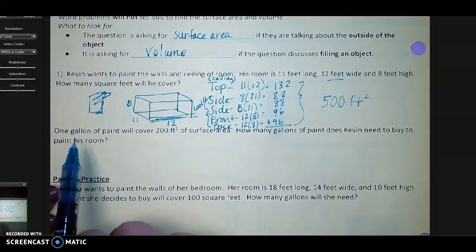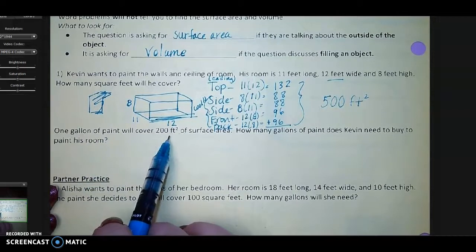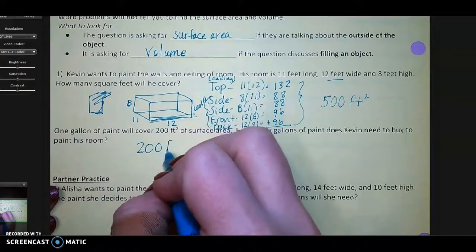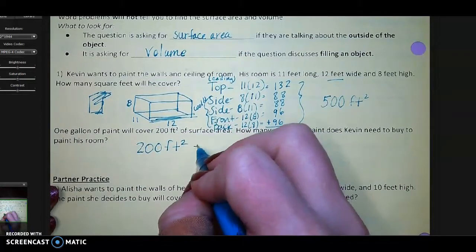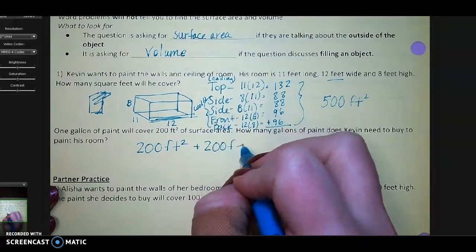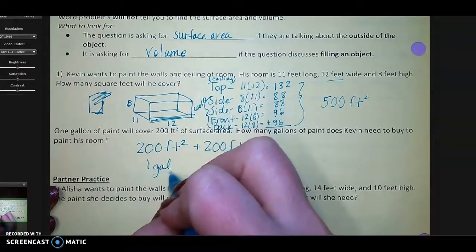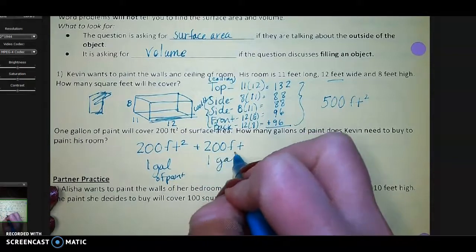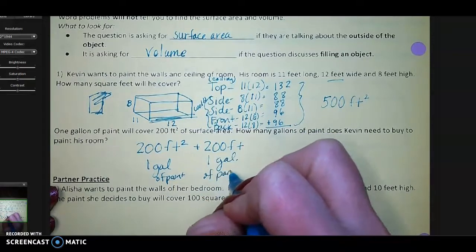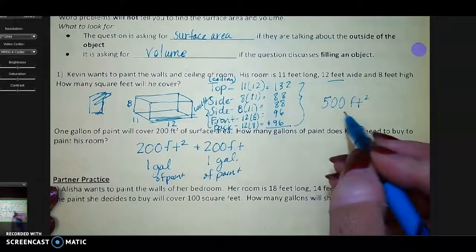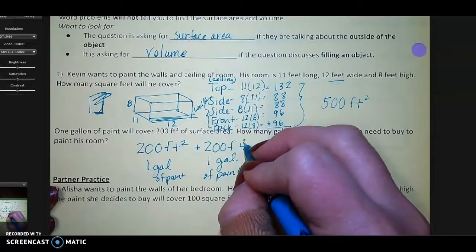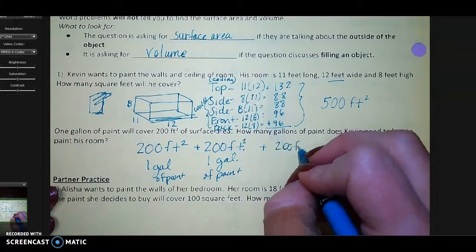And so then it says 1 gallon of paint will cover 200 square feet of surface area. So 1 gallon of paint is 200 square feet. The next gallon of paint is 200 square feet. So this is 1 gallon of paint. And this is 1 gallon of paint. And I need 500, so 2 of them is not going to be enough, so I'm going to have to add on another gallon of paint.